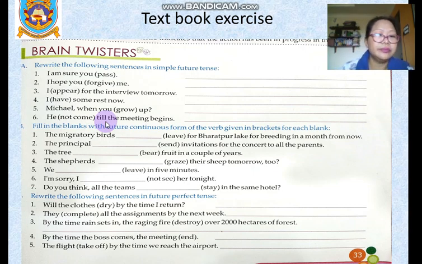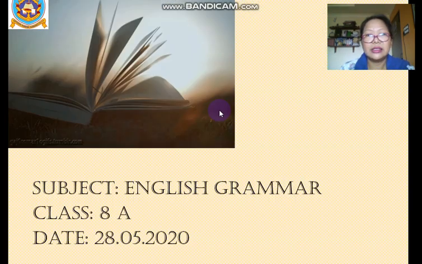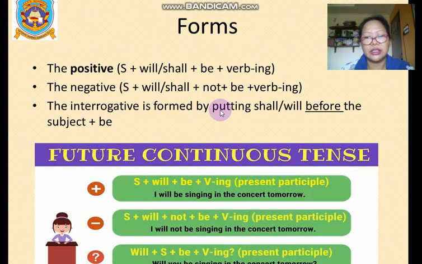Then coming to the second exercise, fill in the blanks with future continuous form of the words given in brackets for each blank, right? The migratory birds. Now future continuous tense, let us go back a little bit. This was future continuous tense. We use subject, will, shall, and be plus verb ing form, right? This was the main thing to remember. And in negative, we use not after the will or shall.